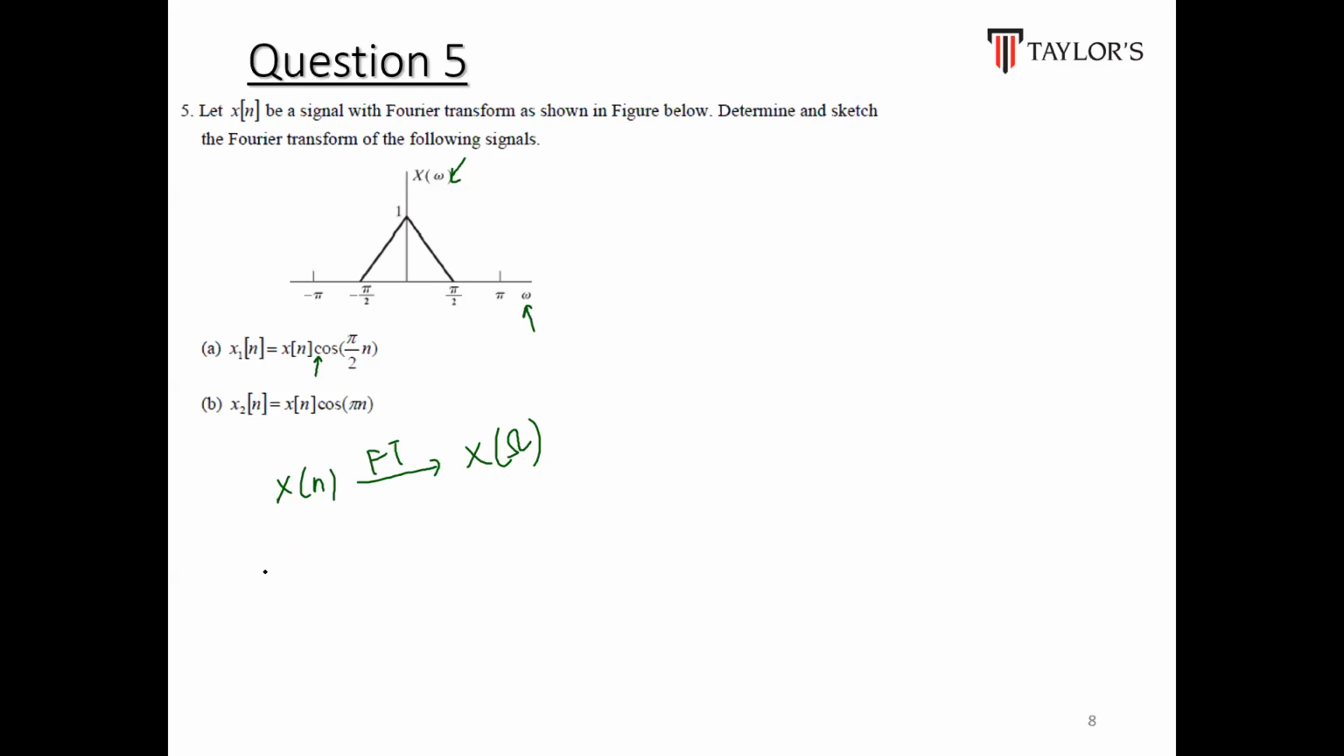Now I want to know what the Fourier transform is of x[n] multiplied by cosine of pi over 2 n. I do not request you to do the inverse Fourier transform to find x[n], then multiply by cosine and do the Fourier transform again. I was expecting you to use the properties of the Fourier transform. Remember, we have the time shift and frequency shift properties again. But now this is cosine. How do we even do the time shift or frequency shift?